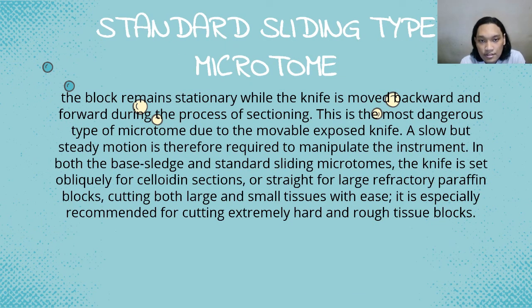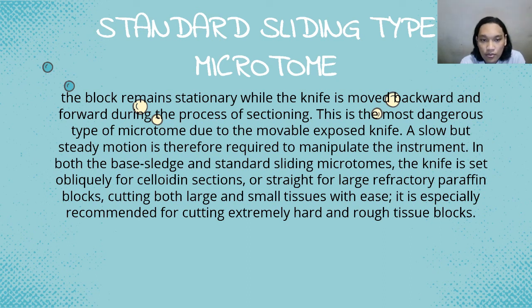In the standard sliding type microtome, the block remains stationary while the knife is moved backwards and forwards during the process of sectioning. This is the most dangerous type of microtome due to the movable exposed knife. A slow but steady motion is therefore required to manipulate the instrument.